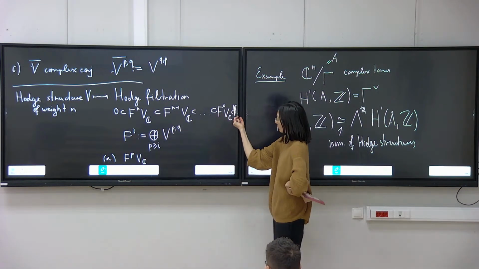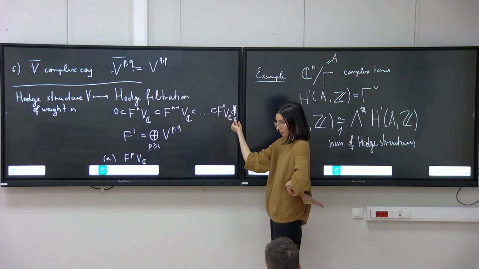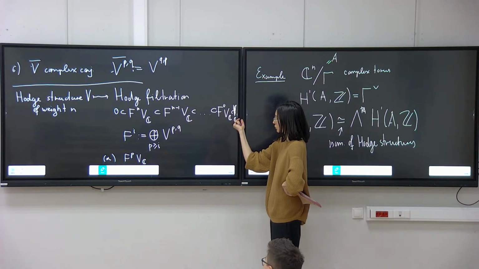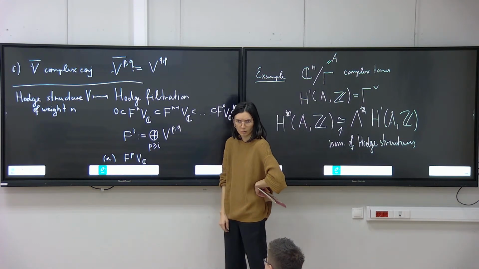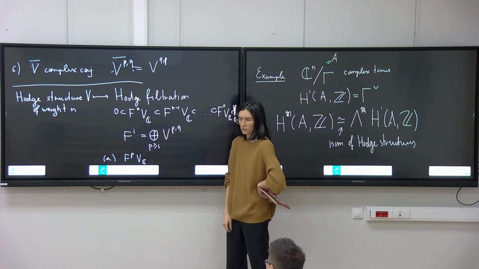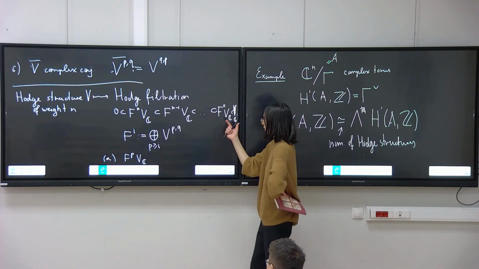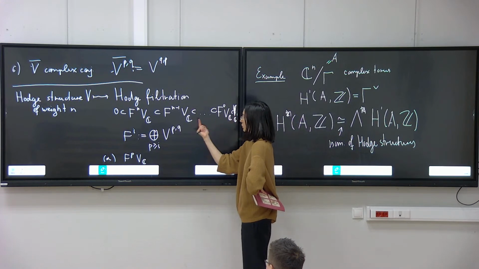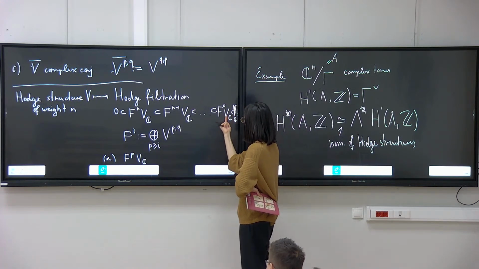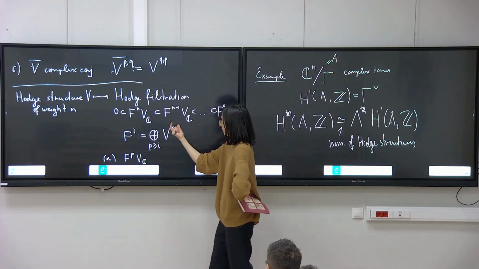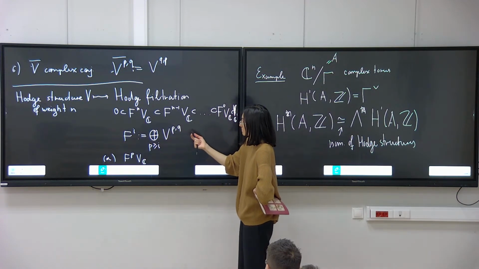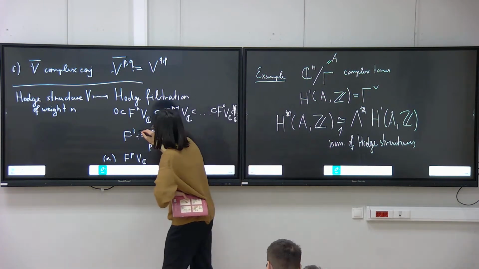So we take a complexification of the corresponding Hodge structure, right? This is a vector space over C, and then we consider a decreasing filtration. So this means that we consider its complex subspaces. So probably there you want to write F^i V_C. Yes, here, yes, of course.